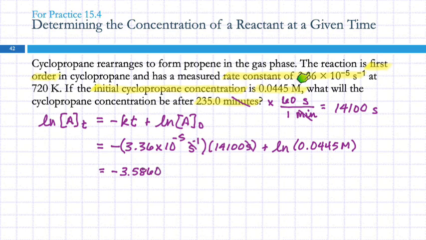I'm kind of looking at the numbers I have. We'll see that 3 sig figs is really common in 1B. And so I'm going to write down 5, just so I have some extras. So that's equal to the natural log of A at 14100 seconds.